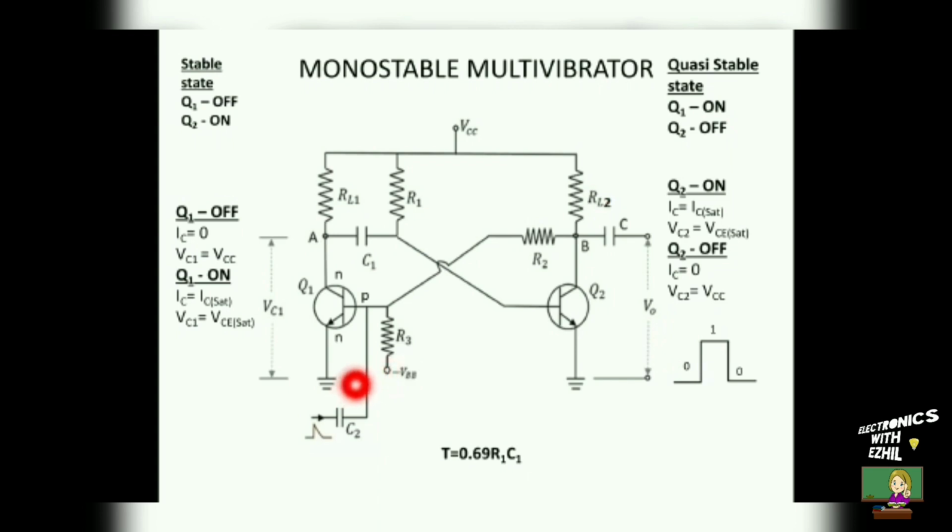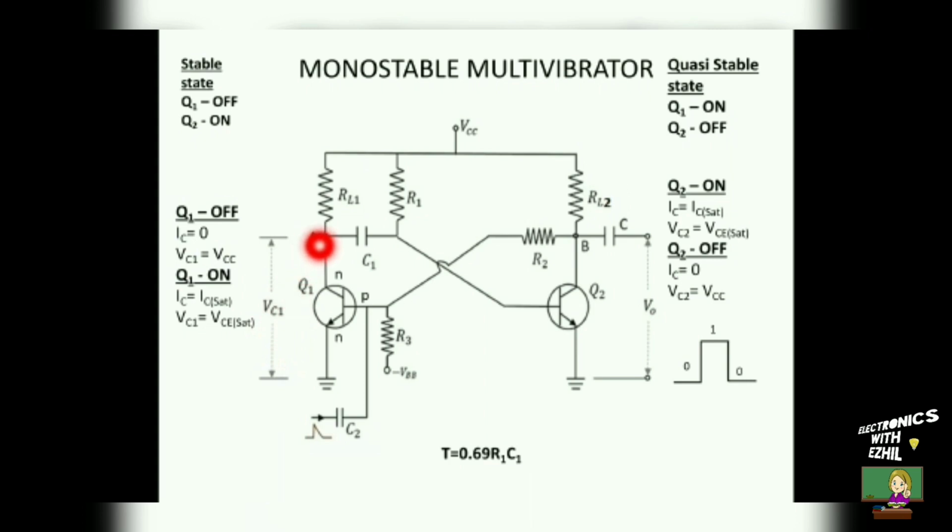Now we will apply a positive going trigger pulse of sufficient magnitude and duration to the base of the transistor 1. Since this positive pulse is applied to the p-type material, this forward biases the transistor 1. So the transistor 1 will be driven to on state. Once it is on, the collector and emitter terminals are getting shorted. So more current will be flowing through the collector terminal, which is equal to IC saturation. So the voltage across the collector to emitter terminal will be VCE saturation.